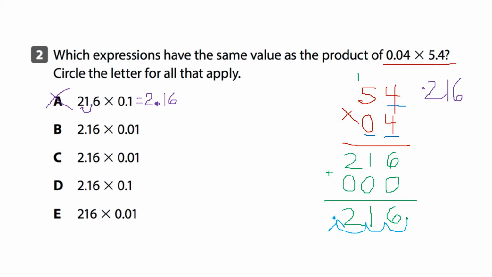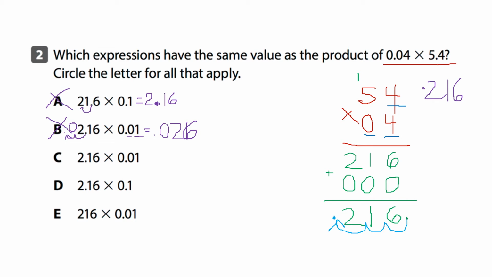This one, I'm moving my decimal place 2 times to the left. If I do that, then I get 216 10,000ths, which is still not equal to 216 thousandths. So that 0 in front makes it not equal. So that one's not going to be it.